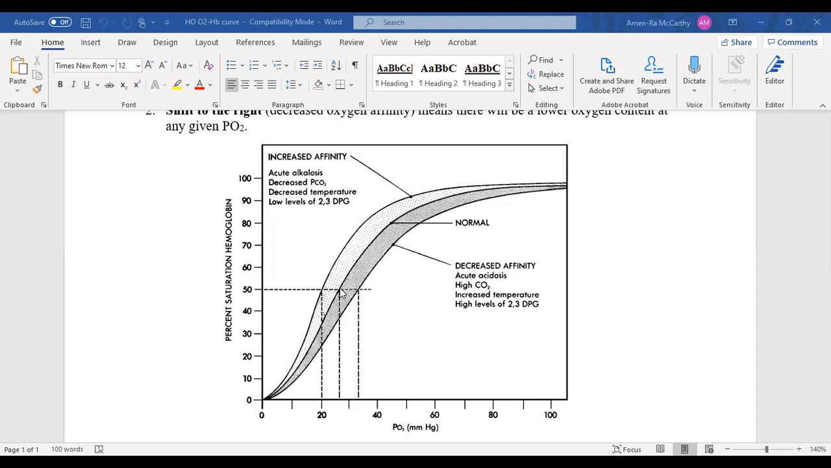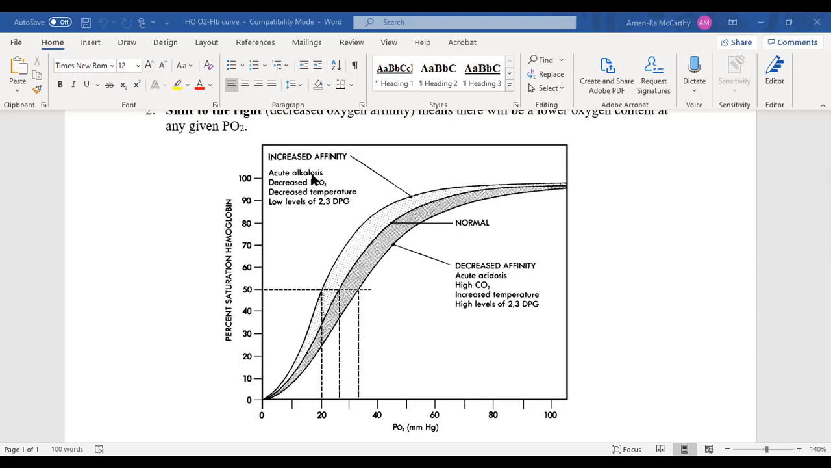What if it shifts over to the left? What is the PaO2 when it shifts over to the left? What is that about? About 20, right? Gives us a PaO2 of 20. What about when it shifts over to the right? What is that PaO2 about? About 32. Okay, no exact number except for that 27 that they tell you. Okay, so that's what they're trying to show you.